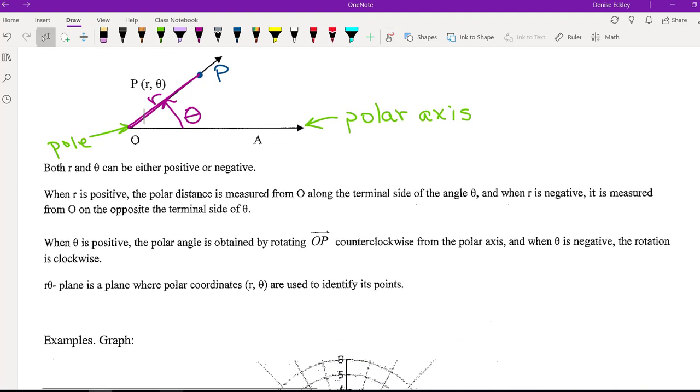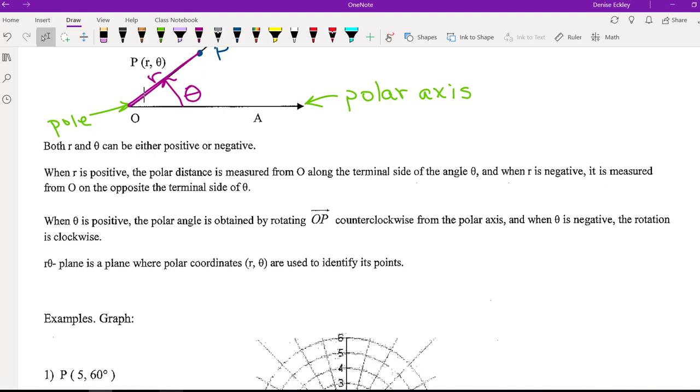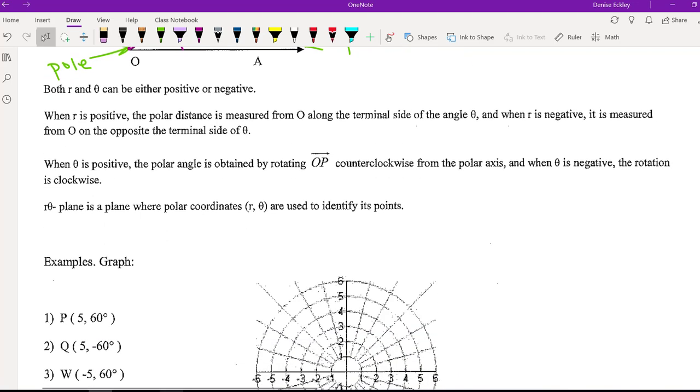Okay, so as I noted, r and theta can both be either positive or negative. So when r is positive, the polar distance is measured from O along the terminal side of the angle. When r is negative, it's measured in the opposite direction of the terminal side of theta. And again, as we know from before, when theta is positive, the polar angle is obtained by rotating OP counterclockwise from the polar axis. And when theta is negative, we go clockwise.